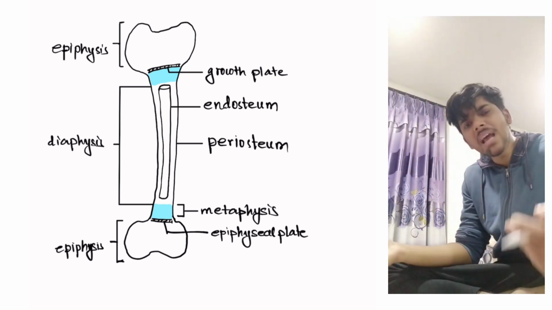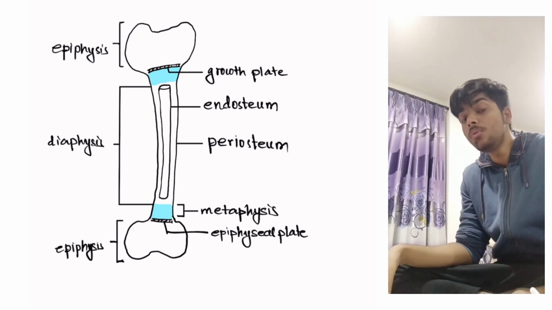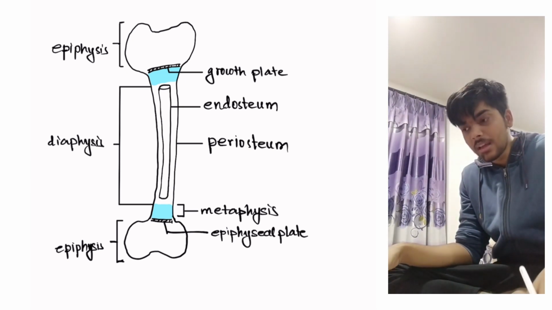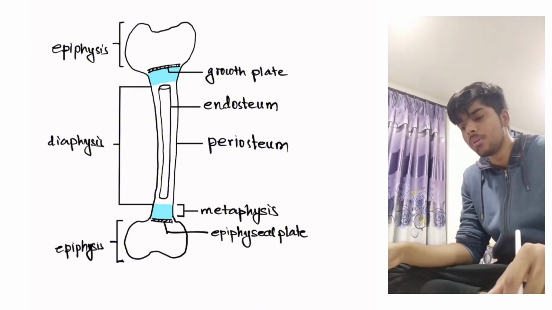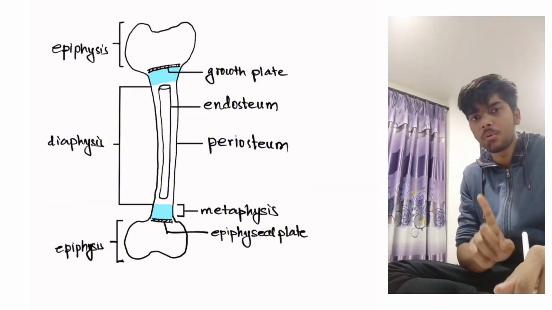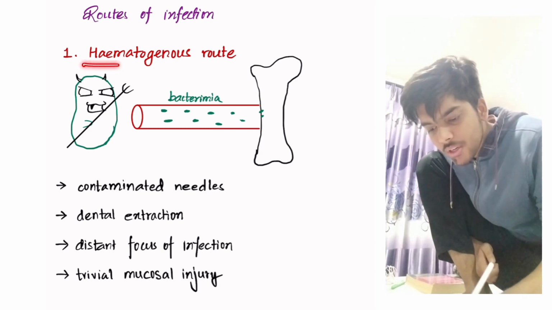So how exactly do pathogens even cause the infection? Well, they have a few tricks up their sleeve, and there are a few routes with the help of which they are able to infect the bone. And these routes are what you are going to know now. First route of infection is the hematogenous route.